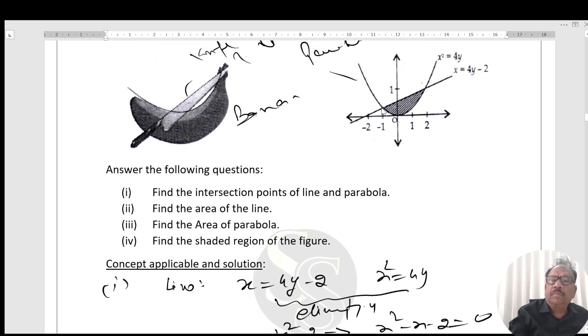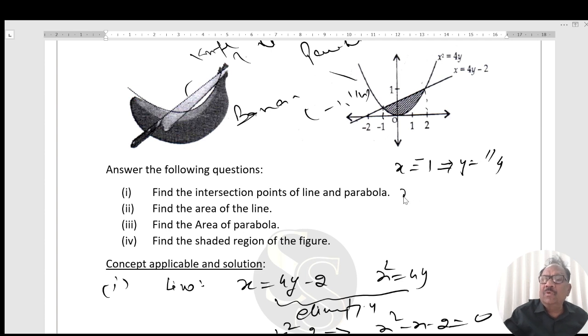Now the y values. If x equal to minus 1, y equal to 1 by 4. This is the point minus 1, 1 by 4. And if x equal to 2, y comes out to be 1. So we get the point 2, 1. These are the points of intersection of line and parabola.